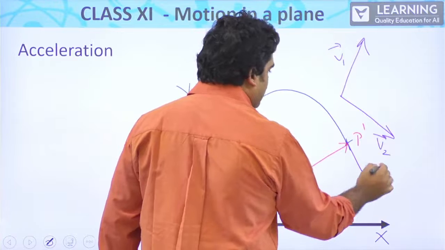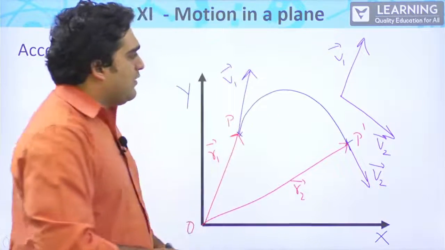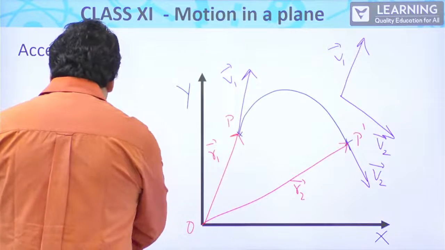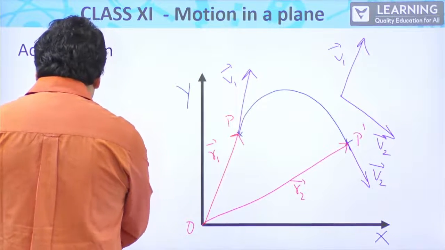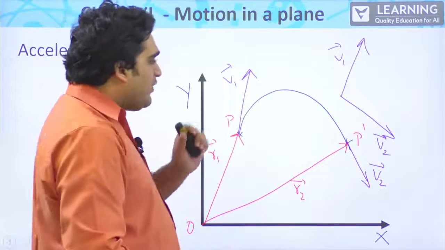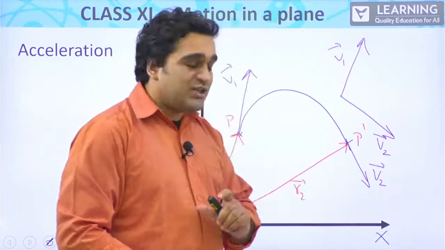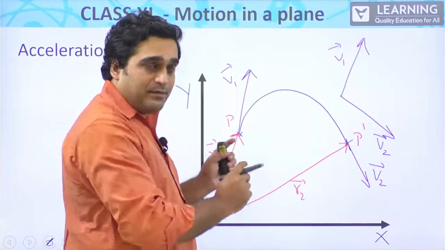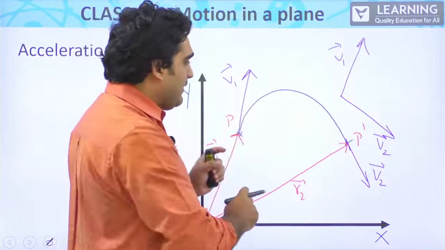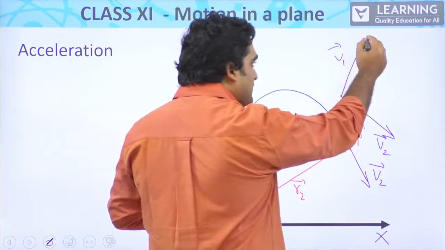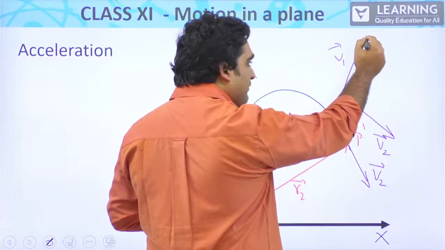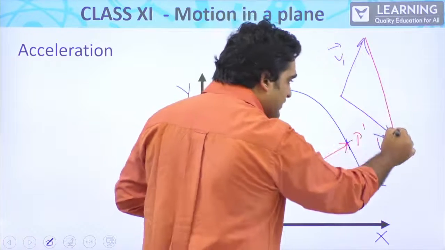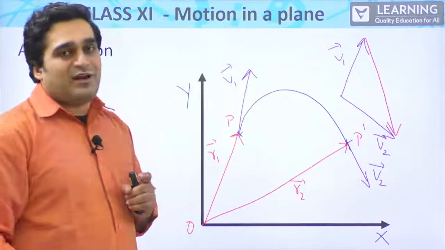Okay, these two are vectors. Now in which direction will be the acceleration? Remember, again, acceleration is the rate of change of velocity. In which direction is the velocity changing? The path is from P to P prime. Since the object is displacing from P to P prime, the velocity is changing from V1 to V2. So the direction of acceleration will be in this downward direction.